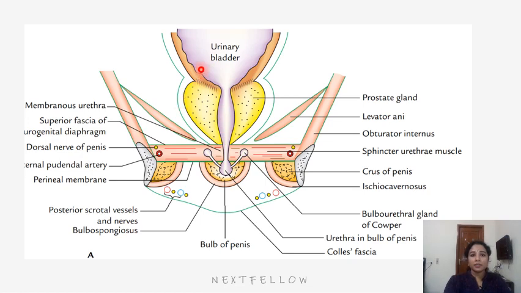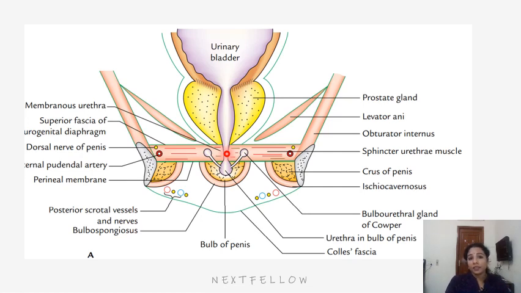So let's see the contents in males and females. So the membranous urethra, we can see the membranous urethra crossing the urogenital diaphragm in males. And one thing we have to note here, urogenital diaphragm should not be confused with the pelvic diaphragm. Urogenital diaphragm is present in urogenital region. Pelvic diaphragm is complete support of pelvis, which is formed by levator ani and coccygeus muscle.